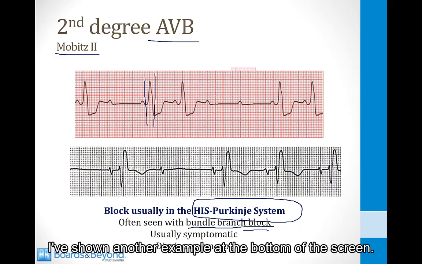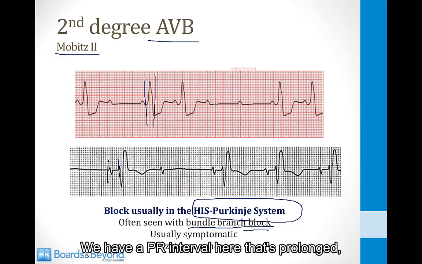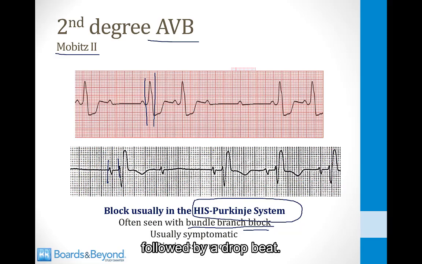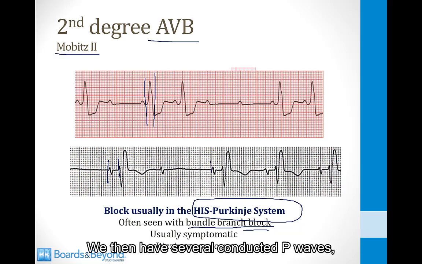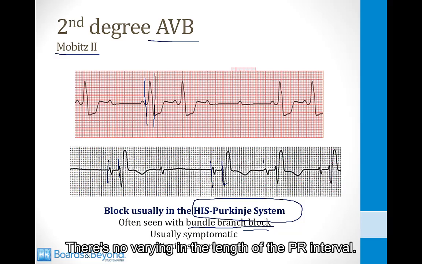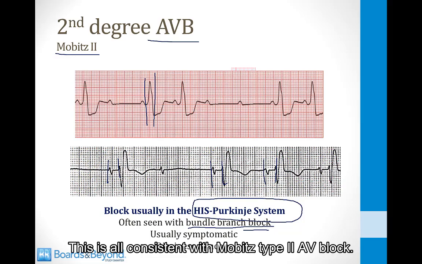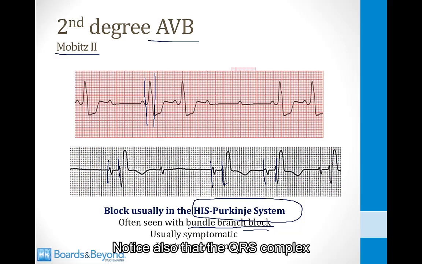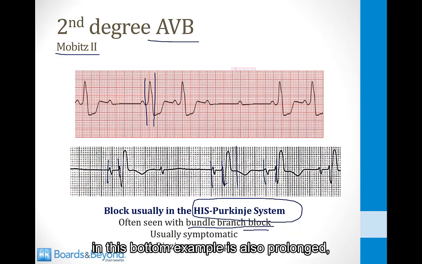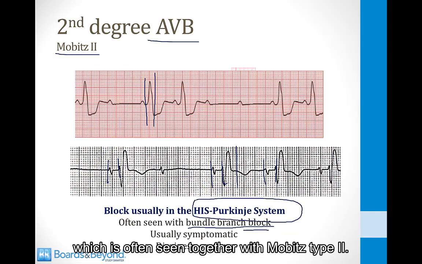I've shown another example at the bottom of the screen. We have a PR interval here that's prolonged, followed by a drop beat. We then have several conducted P waves with the same PR interval. There's no varying in the length of the PR interval. This is all consistent with Mobitz type 2 AV block. Notice also that the QRS complex in this bottom example is also prolonged, consistent with a bundle branch block, which is often seen together with Mobitz type 2.